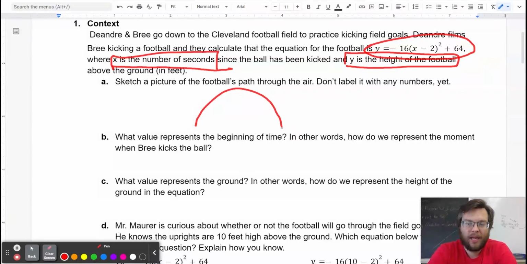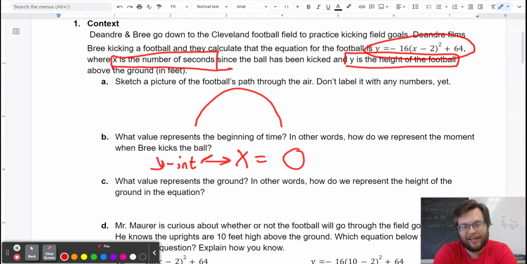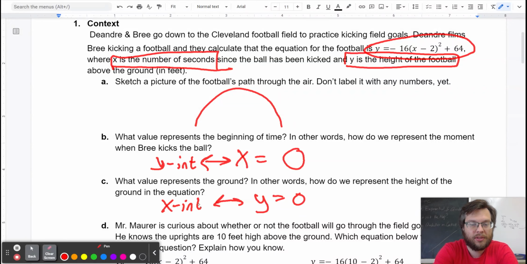Part B says what value represents the beginning of time? Well, the beginning of time is 0, but you've got to be specific that it's when x is equal to 0. Another answer that would have been just as good is saying it's the y-intercept. These two ideas are exactly the same. In a similar vein, what value represents the ground? Well, the letter y stands for the height of the football, so y equals 0 would represent the ground. And that's equivalent to talking about the x-intercepts.